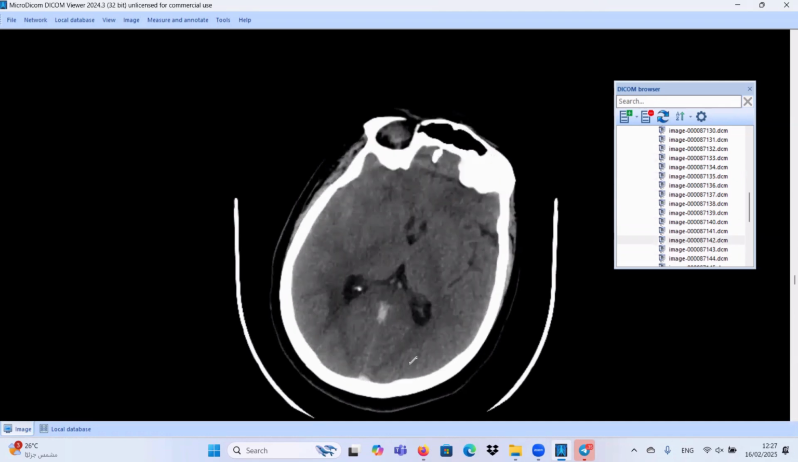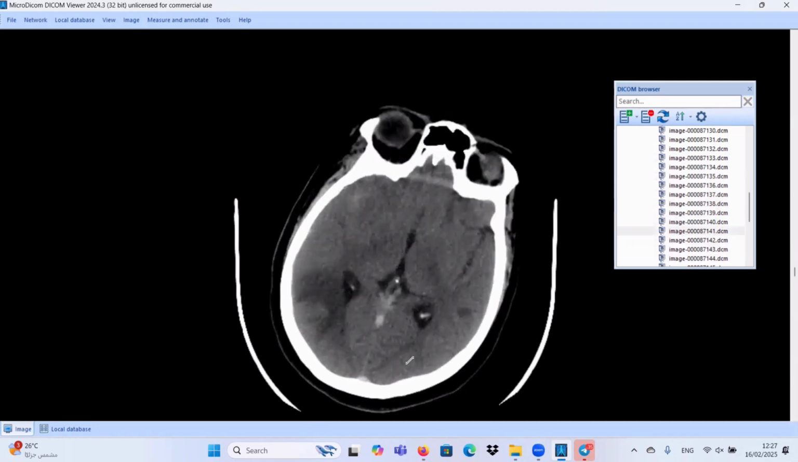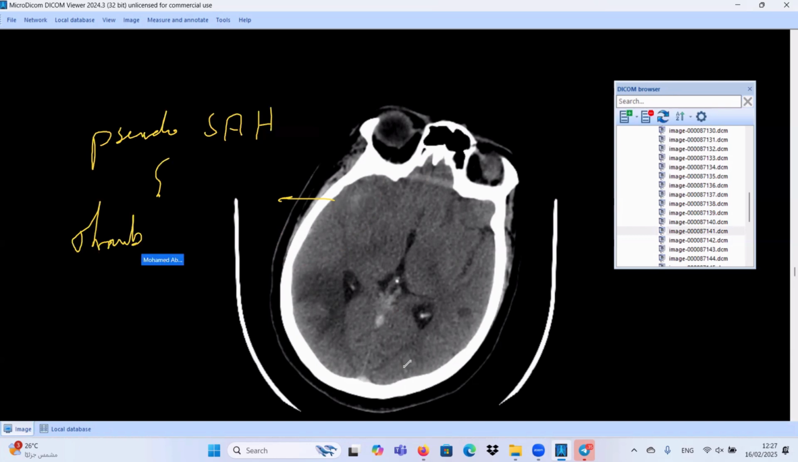So let us think again. The story is totally different. Initially, when I started to report this case, I thought that this may be true subarachnoid hemorrhage, but after detecting acute dural venous sinus thrombosis, this most likely is pseudo-subarachnoid hemorrhage because of thrombosed cortical veins and engorged cortical veins.